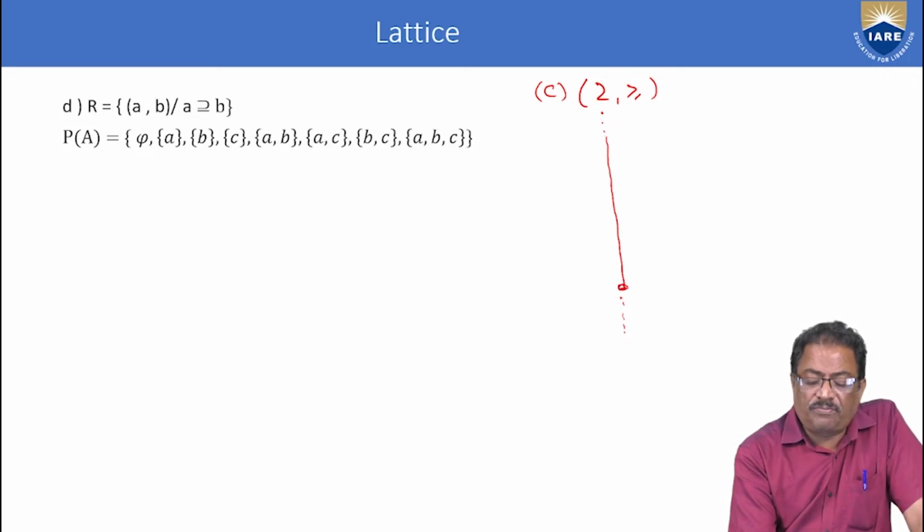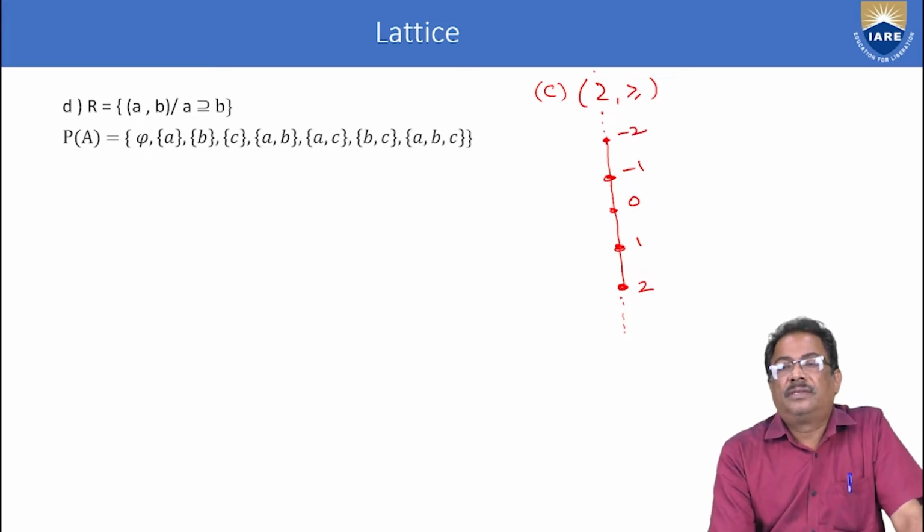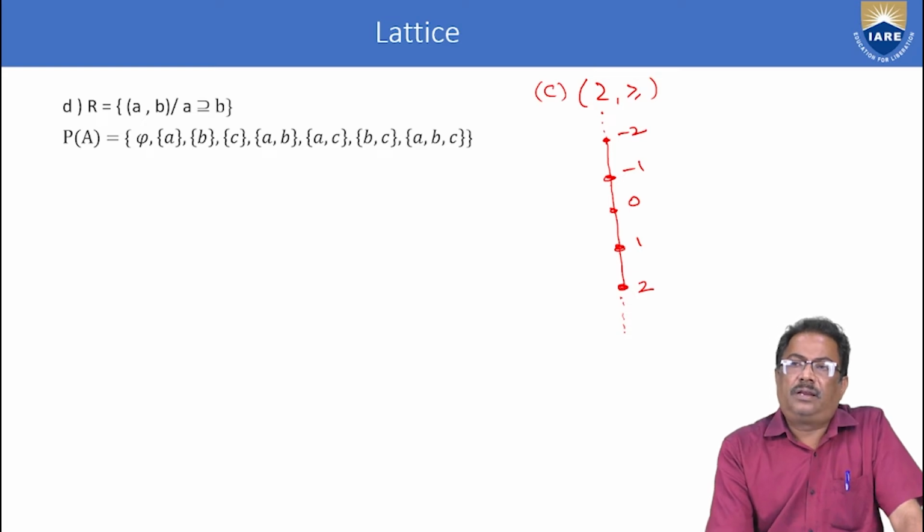Let us start with somewhere else. I am just taking 2 is greater than 1. And of course 1 is greater than 0. And 0 is greater than minus 1. And of course minus 1 is greater than minus 2. And so on. It will be continued.